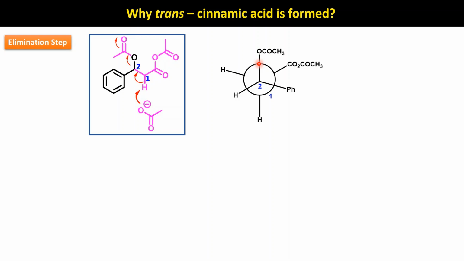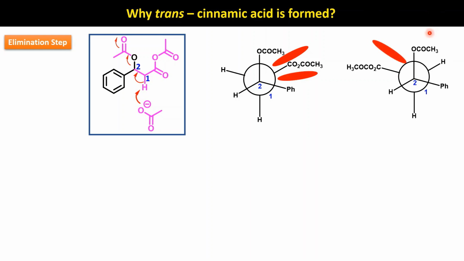We can obtain a second conformer just by rotating carbon number 1 by 120 degrees in the anti-clockwise direction. Now, as you can see, there are three big substituents fighting among themselves, whereas in this conformer, only these two big substituents are fighting among themselves. This means that this conformer is more stable than this conformer. So in solution, this conformer will exist in major amount. So the reaction will proceed with this conformer. Here acetate will come and perform the elimination job.